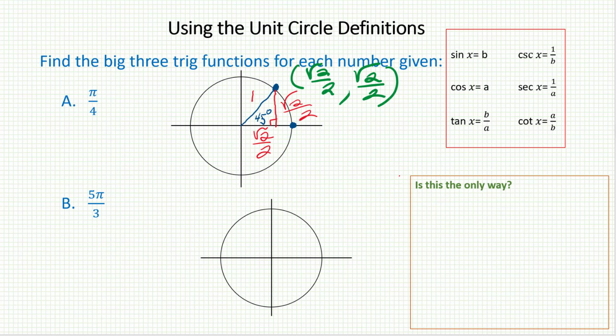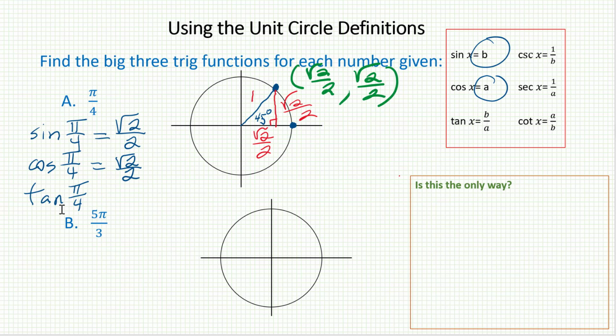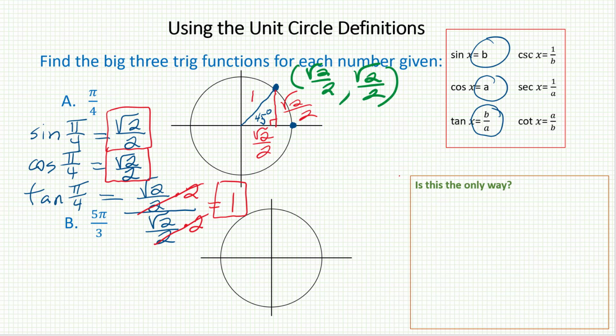Well, that's all I need to write down the trig values. Sine pi over 4 gives me the b coordinate, root 2 over 2. Cosine pi over 4 gives me the a coordinate, also root 2 over 2. Tangent pi over 4 gives me the ratio of the b coordinate to the a coordinate. So I'll have to take root 2 over 2 and divide it by root 2 over 2. Hopefully it's pretty obvious to you that anything divided by itself is just 1. Or you could work this out by clearing the little fractions, multiplying top and bottom by 2. That'll give you root 2 divided by root 2, which of course is just 1. And so we've found our three values.